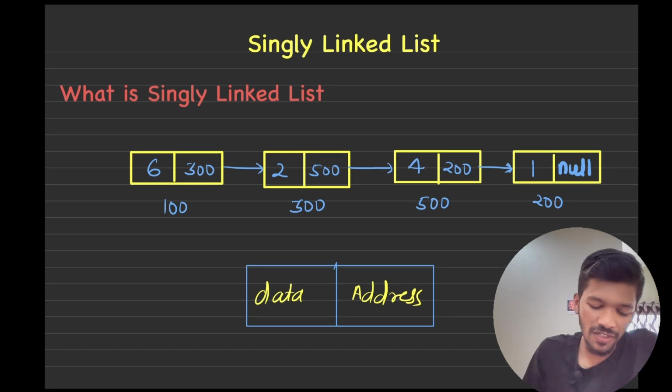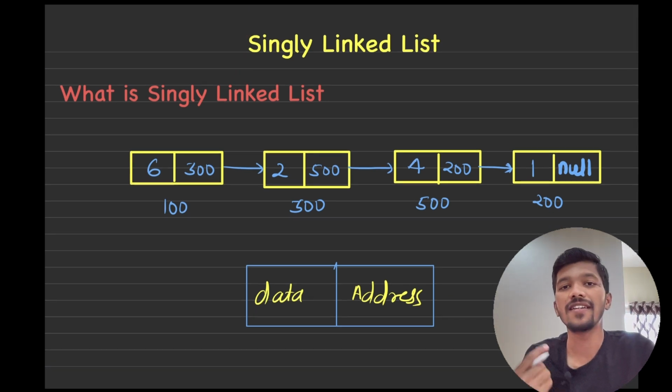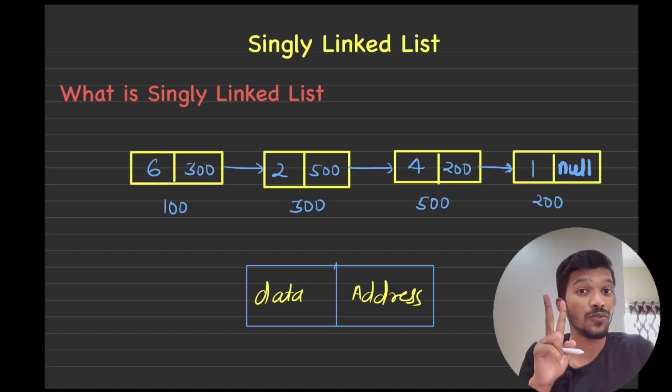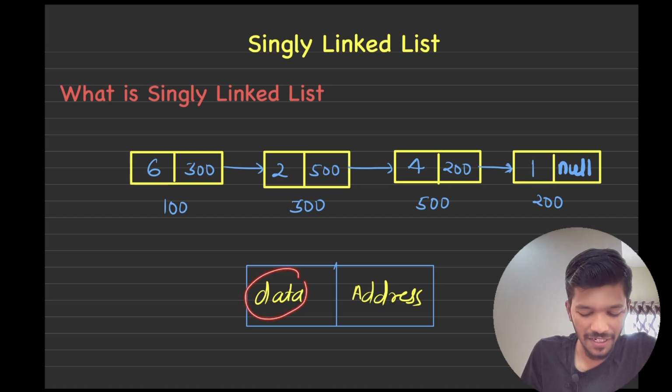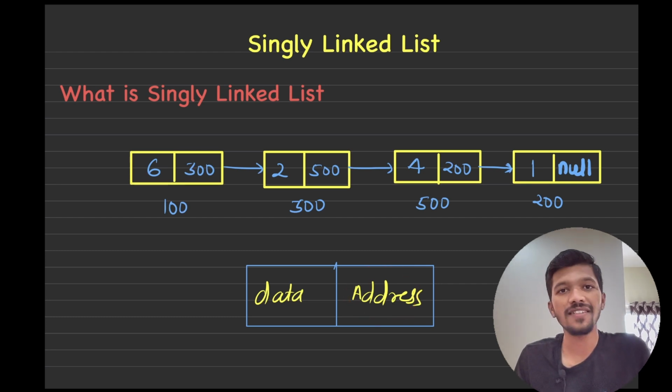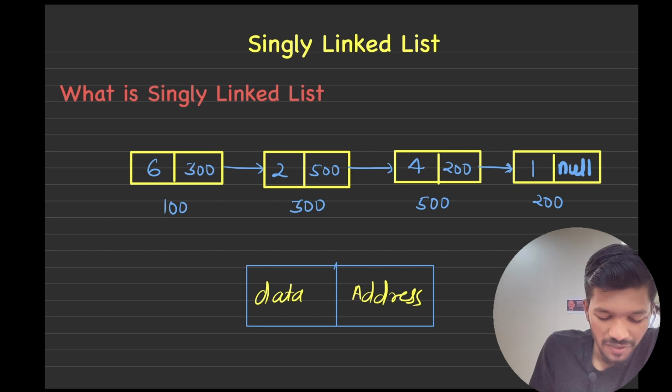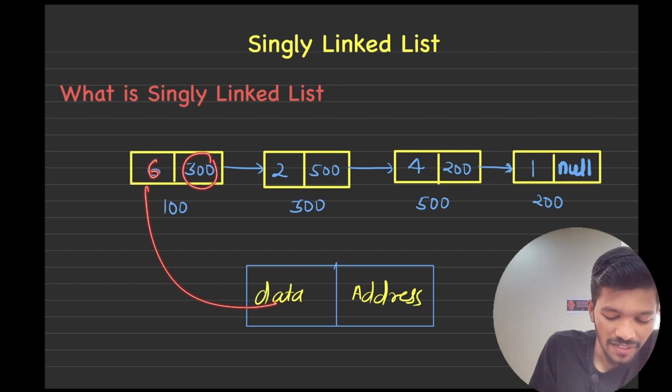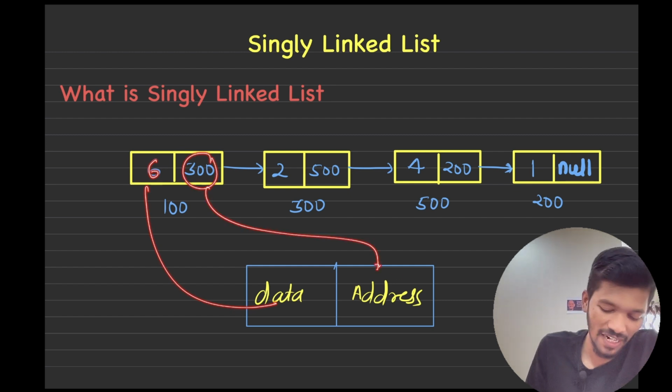If you observe this diagram carefully, in a singly linked list every node contains two parts. The first part contains data and the second part contains an address. Now whose address is this? It is holding the address of the next node. For example, this is the node which contains data as 6, which is this part, and 300 is an address, which is the address part.